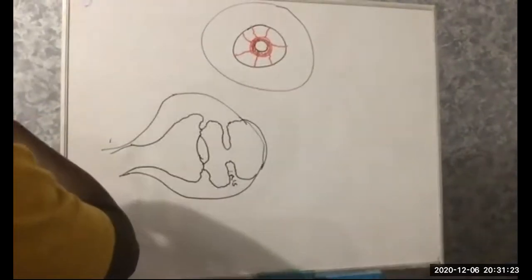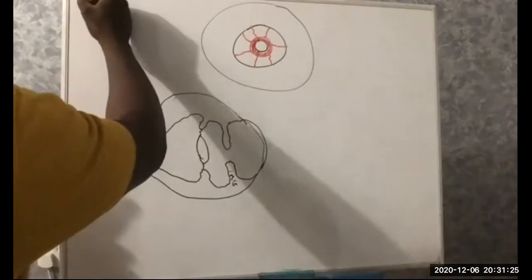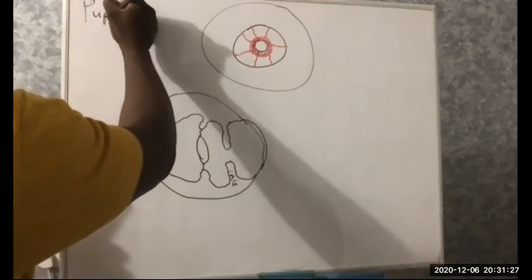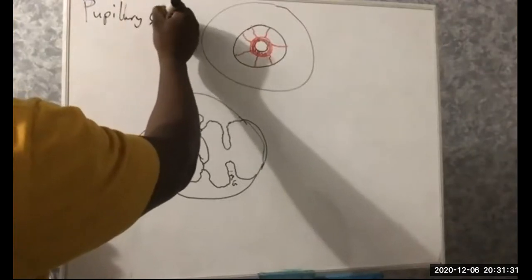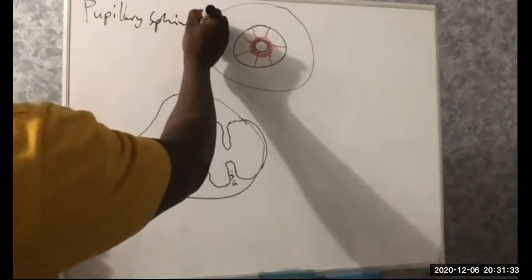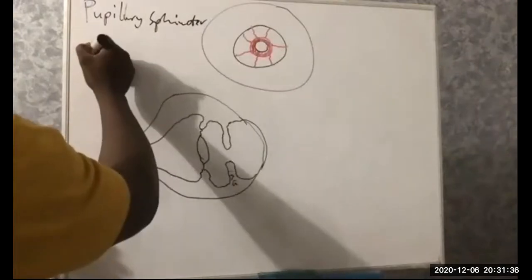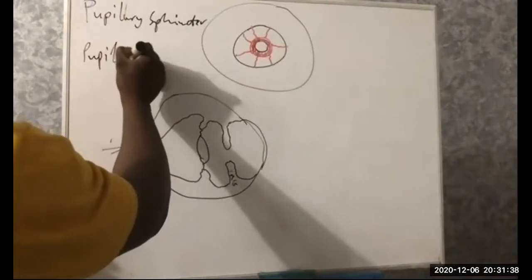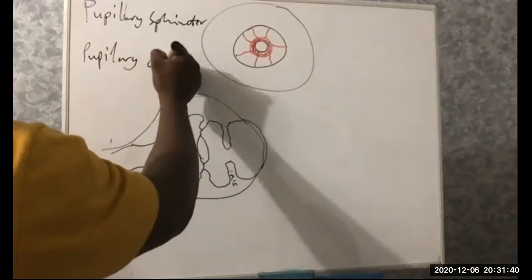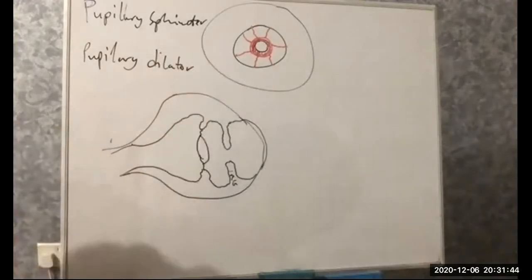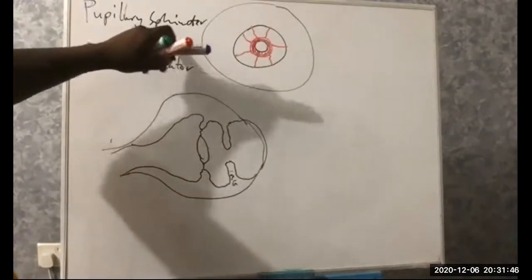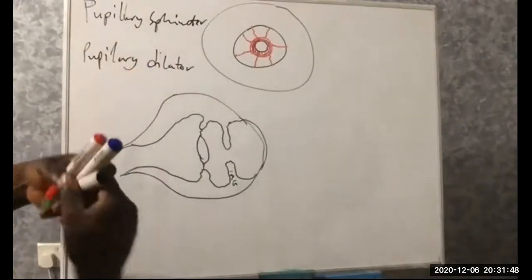Let me use a black pen. Pupillary Sphincter. Okay, and we have the pupillary dilator. Okay, dilator. The pupillary sphincter can also be called the constrictor.